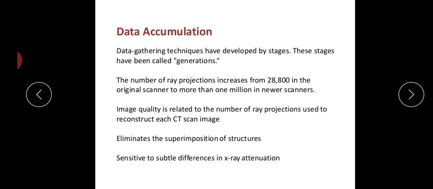Data accumulation. The data gathering techniques were developed in stages. The stages have been called generations, which we'll talk about in the next video. The number of ray projections increases from 28,800 in the original scanner to more than 1 million in new scanners. The image quality is related to the number of ray projections used to reconstruct the CT scan image. It eliminates the superimposition of structures and is sensitive to subtle differences in X-ray attenuation.